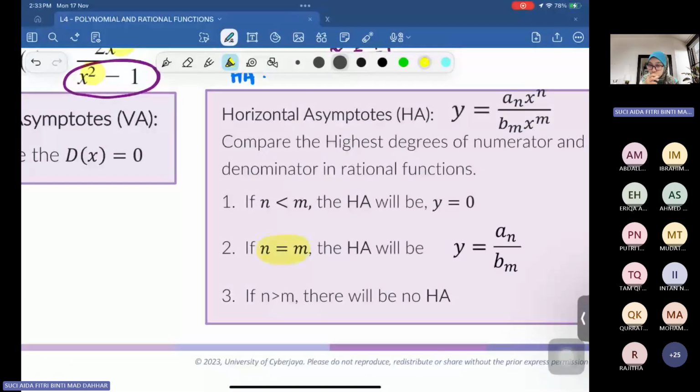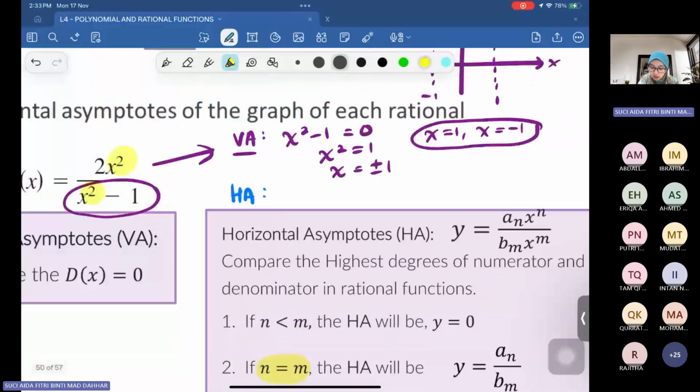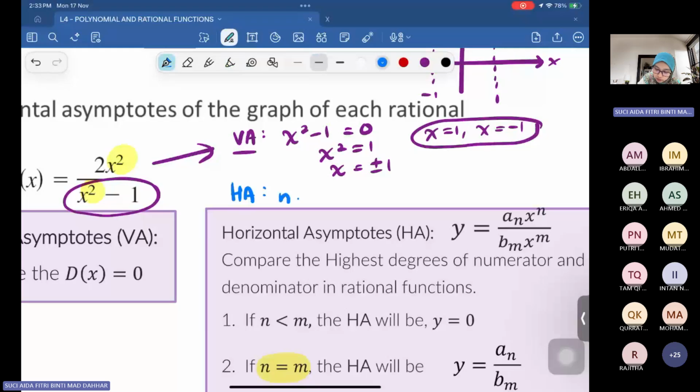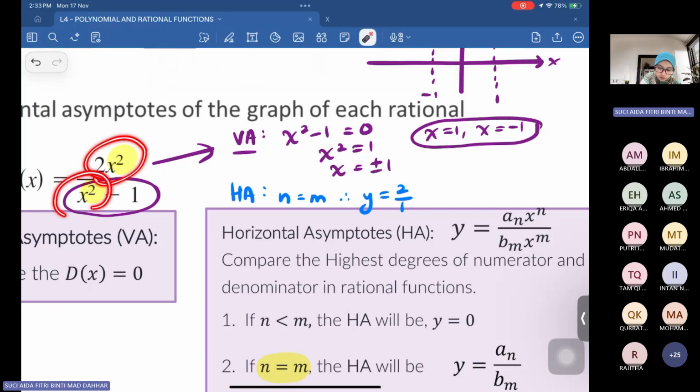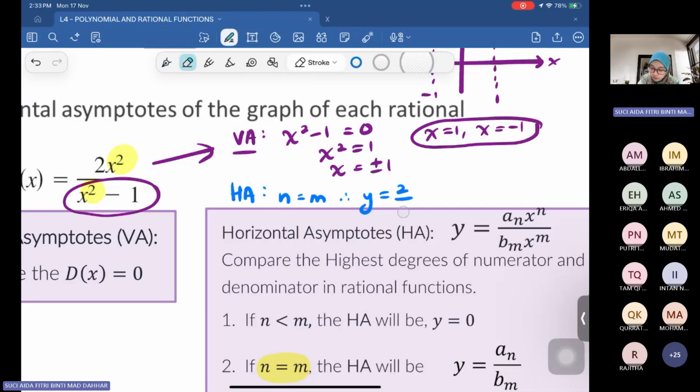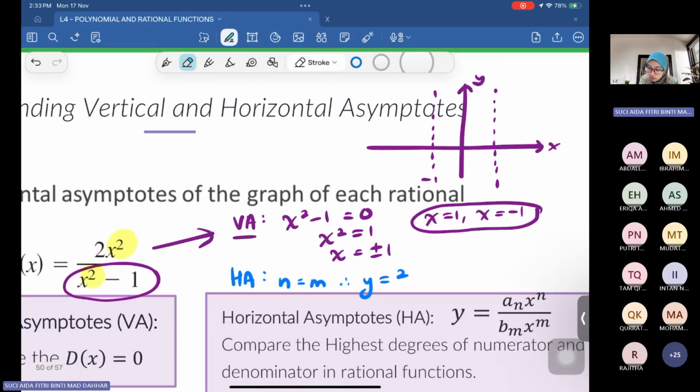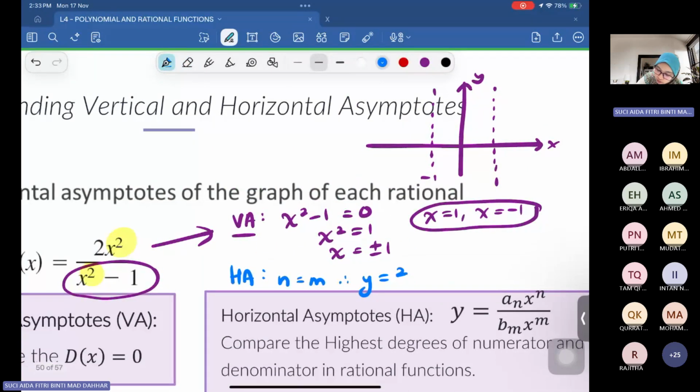That's case number 2. When you have equal degree, so when n is equal to m, your asymptote is at y equals 2. In this case, it is 2 over 1, right? 2x squared divided by x squared is just 2 over 1, which is just 2. Okay, so when you include this on your y-axis, this is y equals 2.